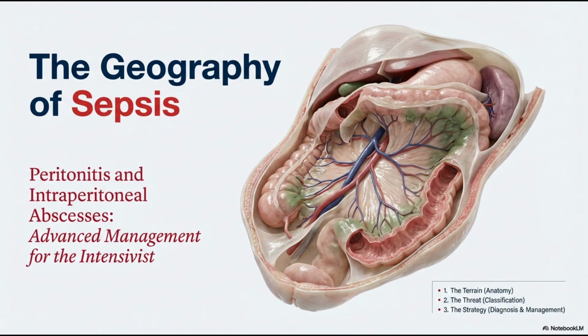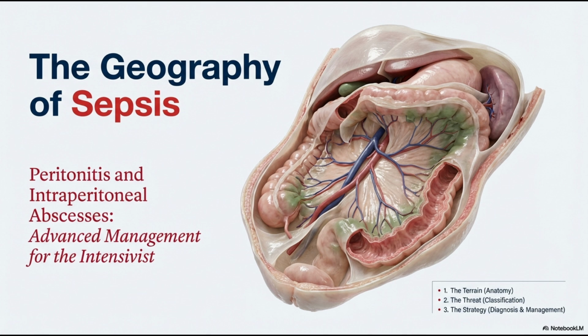We need to move beyond the basic start Zosyn and consult surgery algorithm. I mean, that's for interns. We're going to parse this material to build a masterclass in advanced anatomical search patterns, literally, where does the pus hide? We're going to debate the nuanced decision-making for source control, the whole drain versus operate debate, and we're going to get into the weeds of drain management, intra-abdominal pressure, and, of course, antibiotic stewardship.